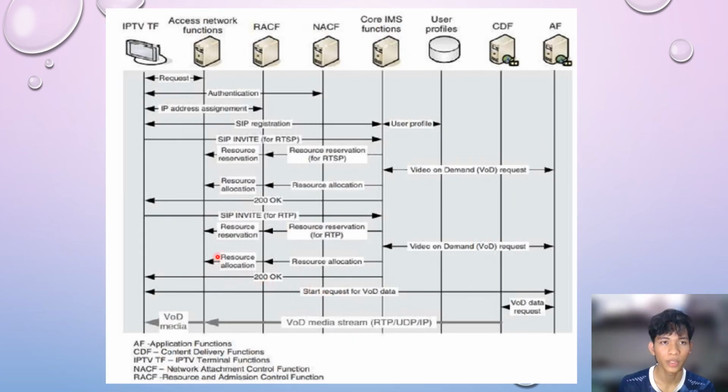For the unicast-based IPTV, this is the architecture. It starts from the IPTV terminal function, and the request goes to the access network function. RACF is from the IPTV for the IP address assignment. Second, NACF. NACF is from the IPTV for the authentication. And the core IMS function. Core IMS function is from the IPTV for the SIP registration. Next is user profile. User profile is from the core IMS function to the user profile. For the video on demand request, it starts from the core IMS function to AF.